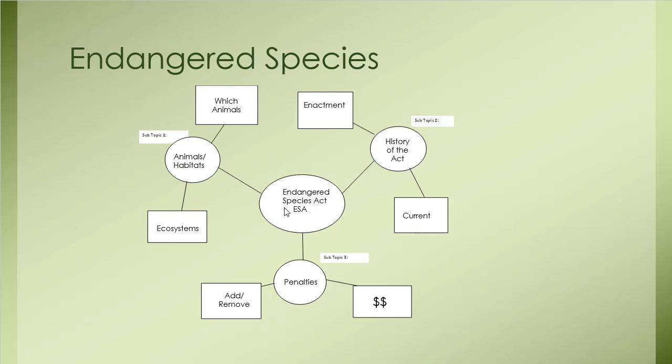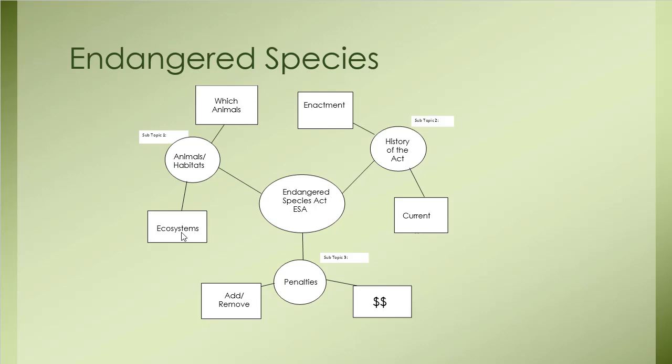So to continue with our research we were talking about earlier, I decided to put Endangered Species Act as my topic, and then I'm going to talk about the history and what's currently being done, how did it get enacted, the penalties, how much does it cost, what happens if you break one of these rules, how does an animal come off the endangered list, what animals are on the endangered list, and the ecosystems that are covered. Again, remember to write down your keywords and where you found your information so that you can cite it later as you go along.